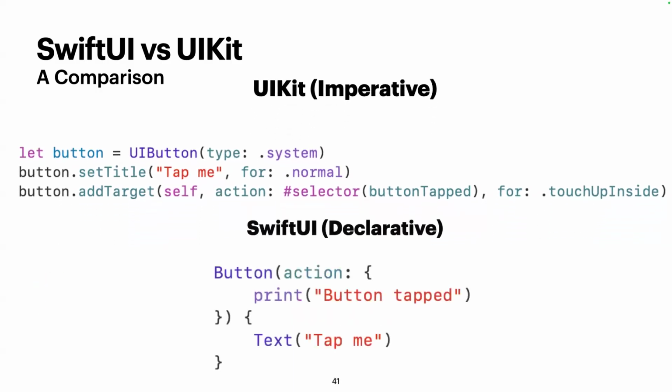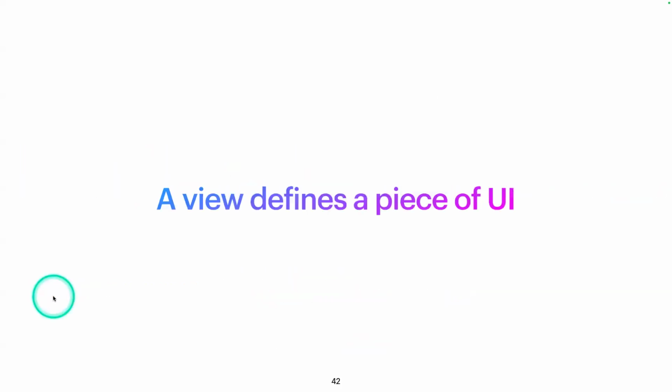But this is SwiftUI in this declarative philosophy. All right, here's a button. What should I do when I tap on it? Print something out. This is what the button looks like. That's it. So it's very simple, okay? Just tell it what you want. A very important concept in SwiftUI is that a view defines a piece of UI, okay? Each view is a UI, each UI is a view.